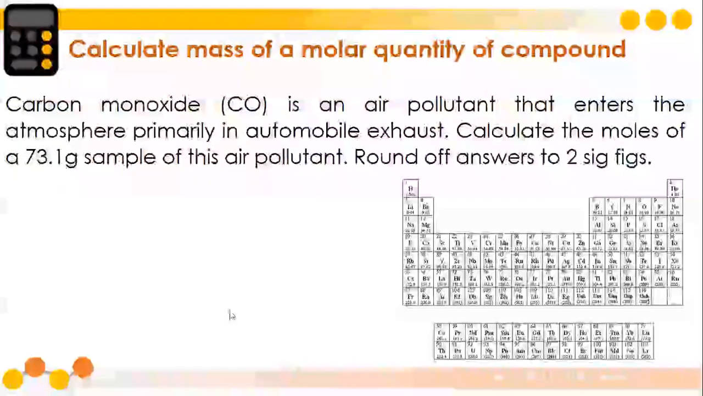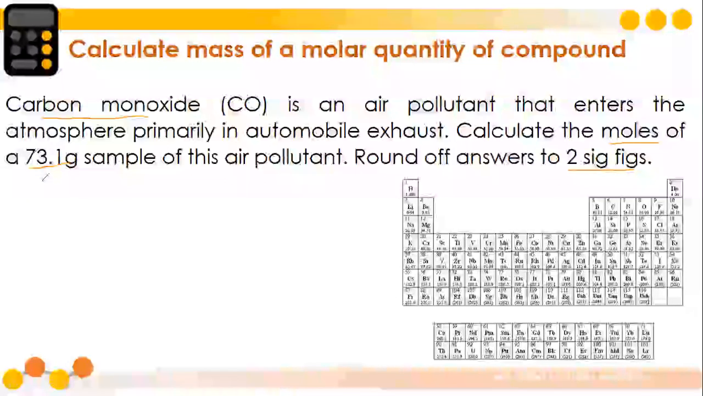Let's proceed with our next sample problem. Carbon monoxide is an air pollutant that enters the atmosphere primarily in automobile exhaust. Calculate the moles of a 73.1 gram sample of this air pollutant. Round off answers to two significant figures. So we have here our given sample, which is carbon monoxide, and we are to calculate for the moles of the 73.1 grams of carbon monoxide. And then for the final answer, we need to round it off by two significant figures.